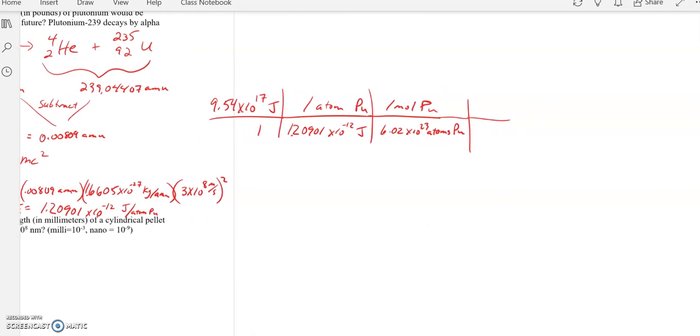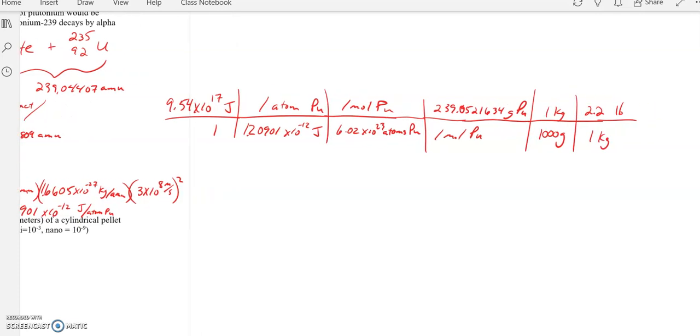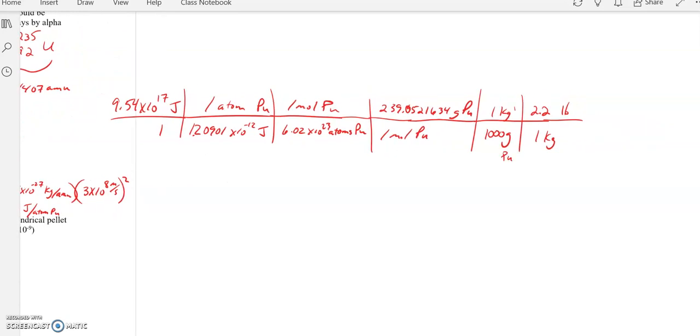Keep this going over here. And every mole of plutonium has a mass of 239.0521634 grams. And I gave you the conversion of kilograms to pounds, so we need to get this to kilograms first. 1,000 grams for 1 kilogram. And every kilogram is 2.2 pounds. This is of plutonium.